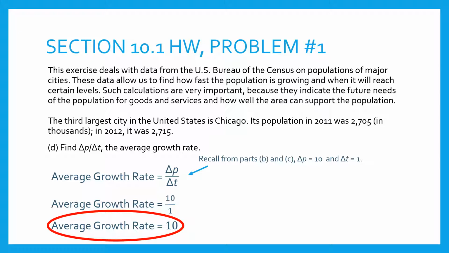So what this means is that on average, the population is growing by 10,000 per year. And I know that because they told me that the population is measured in thousands and the time is measured in years. All right, so that would be 10,000 per year.